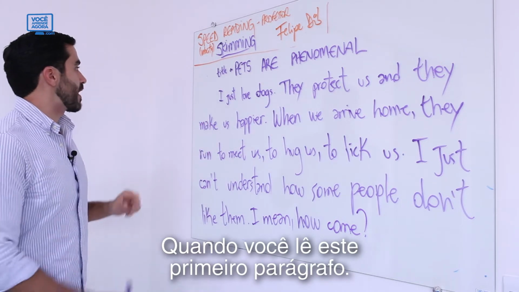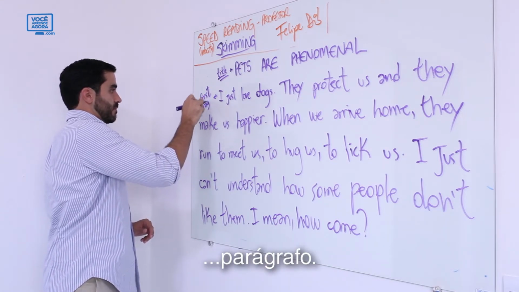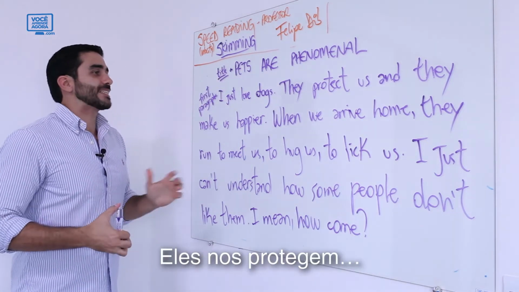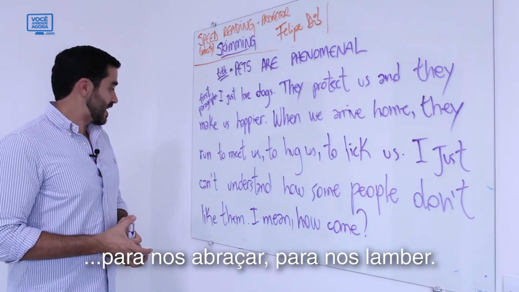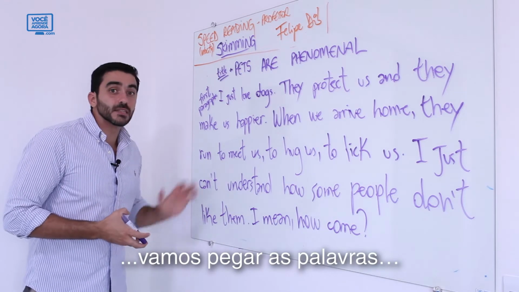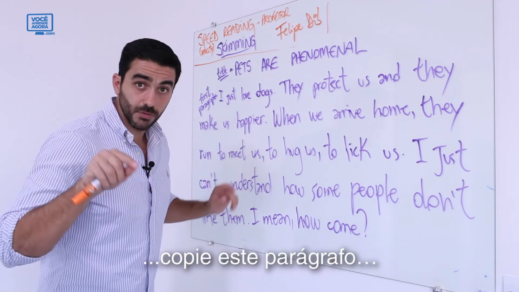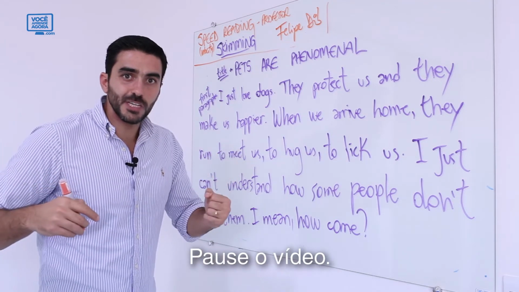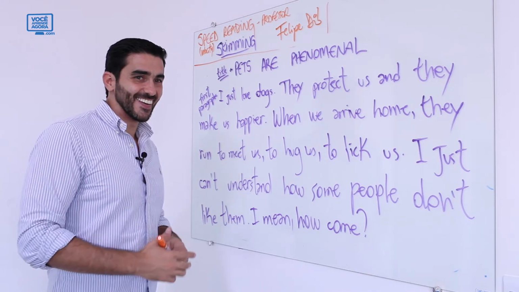All right, when you read this first paragraph, this is the title, this is the first paragraph. Pets are phenomenal. I just love dogs. They protect us and they make us happier. When we arrive home, they run to meet us, to hug us, to lick us. I just can't understand how some people don't like them. I mean, how come? Now, let's take the words that are familiar. Please copy this paragraph on your notebook. When you were writing, you were exercising different parts of your brain, okay? Pause the video, read, speak, listen to your voice speaking English, okay? All right.